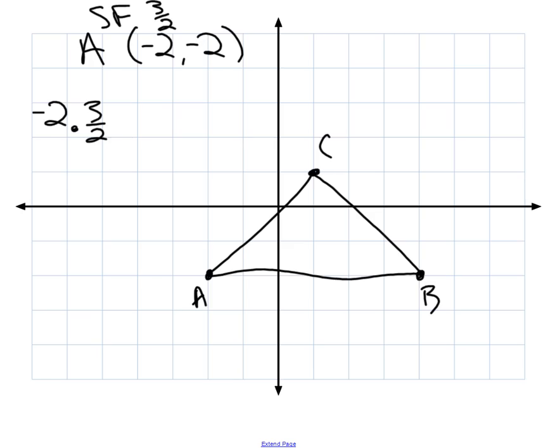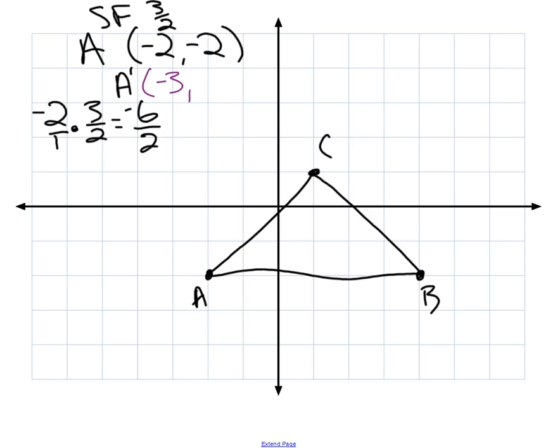So we can multiply straight across. So 2 times 3, 6, negative. 2 times 1. So we have negative 6 over 2. Does that simplify to something? Yes. What is it? 3 over 1 or just negative 3. So we can say A prime, our new A, is going to be at negative 3.